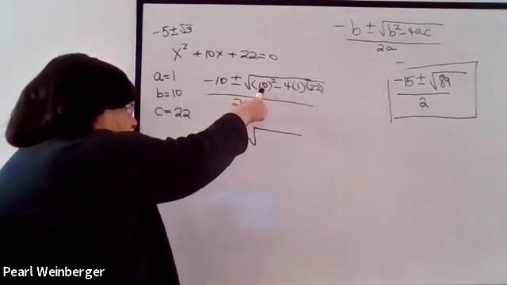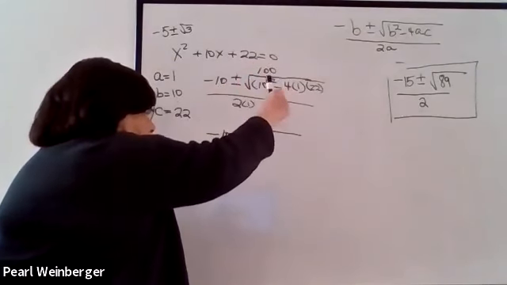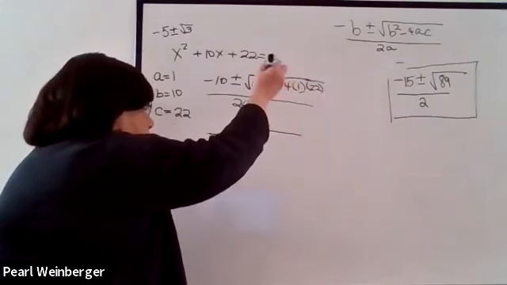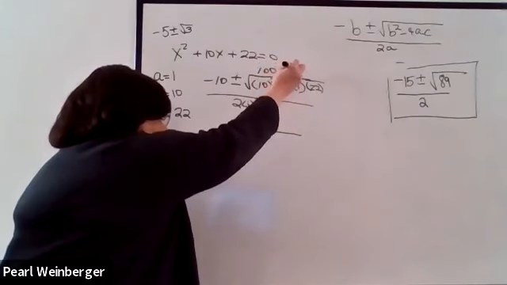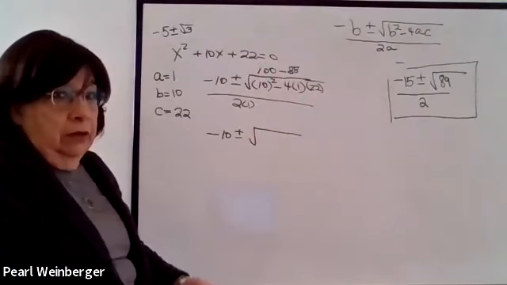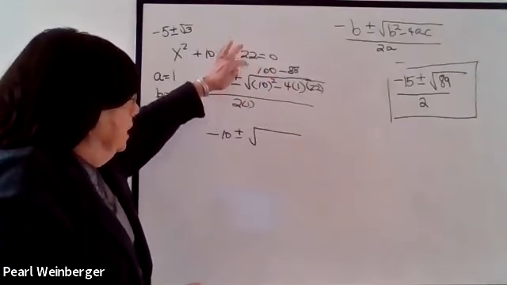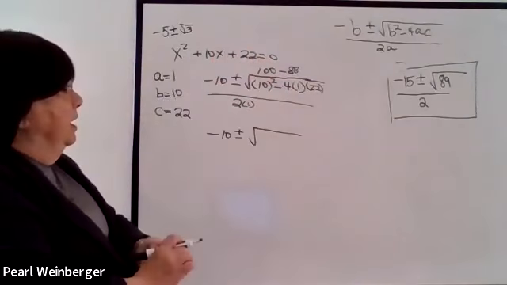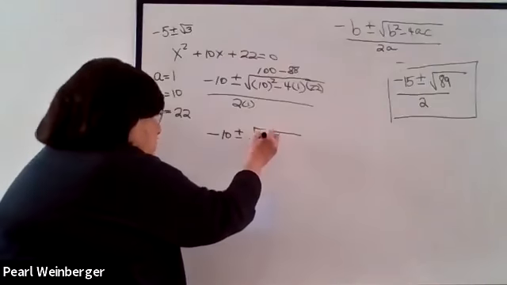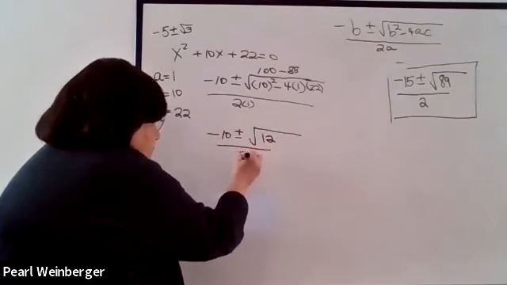Let's see what we have here. So first I have 10 squared, which that's easy. I know that's 100. And then I have -4 times 1 times 22, and that is not so hard to figure out. That's also easy. Or do it on your calculator. Try to do this separately and then subtract. 100 minus 88 gives me 12. And I have 2 on the bottom.